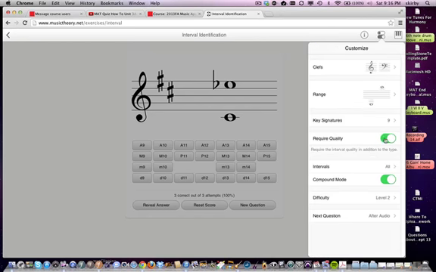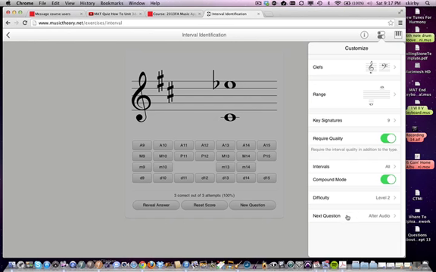You want to require the quality. You have to say the quality of the interval, all the types of intervals, and then you want to choose compound mode. Now it might be off, so you want to make it green by clicking on it. You want to do compound intervals, and then your difficulty level is up to you, but just do a certain level for a while. If it starts to feel really easy, go to a higher level.